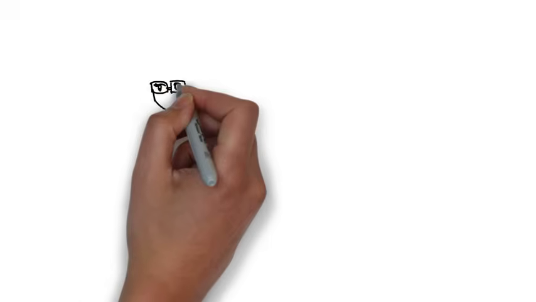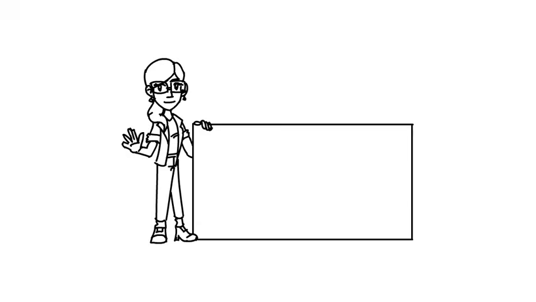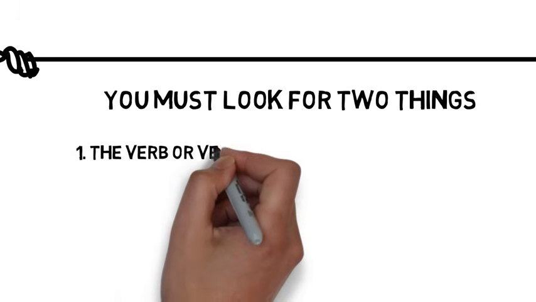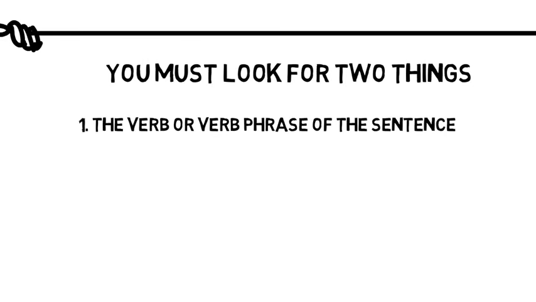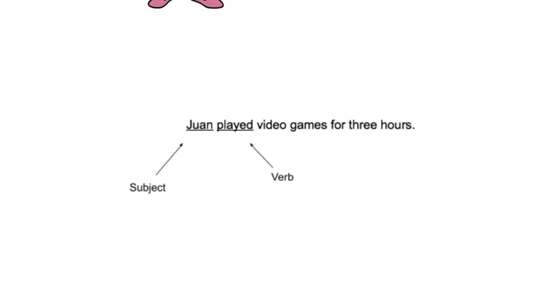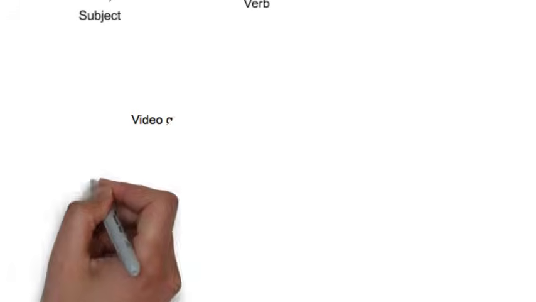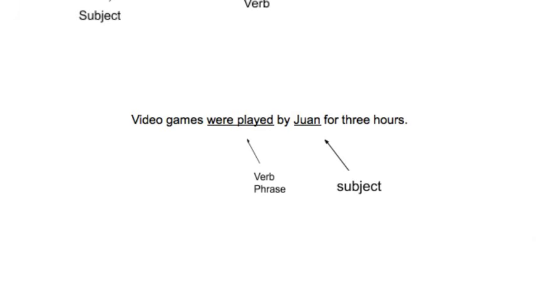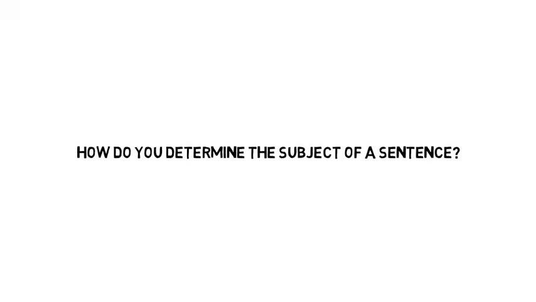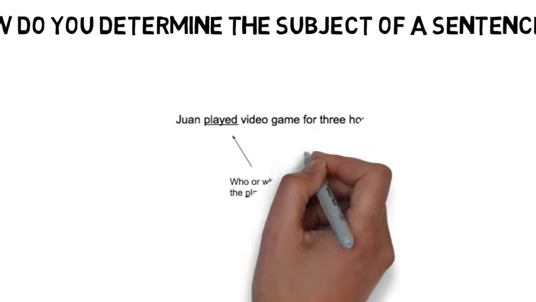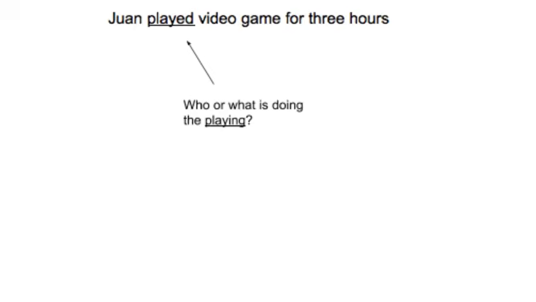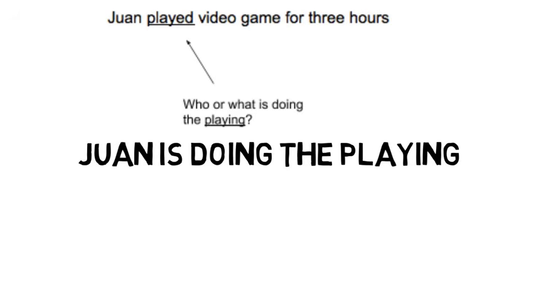To identify whether a sentence is written in the active or passive voice, you must look for two things: the verb or verb phrase of the sentence and the subject. If the subject comes before the verb, the sentence is active. If the subject comes after the verb, it is passive. So how do you determine the subject of a sentence, you ask? Simple. Find the verb or verb phrase and ask this question: who or what is doing the action?